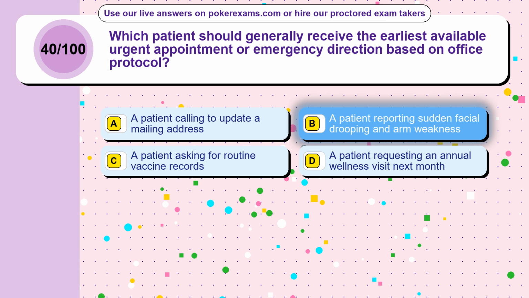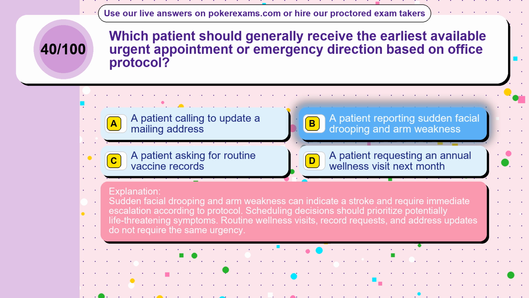The correct answer is option B. A patient reporting sudden facial drooping and arm weakness. Sudden facial drooping and arm weakness can indicate a stroke and require immediate escalation according to protocol. Scheduling decisions should prioritize potentially life-threatening symptoms. Routine wellness visits, record requests, and address updates do not require the same urgency.